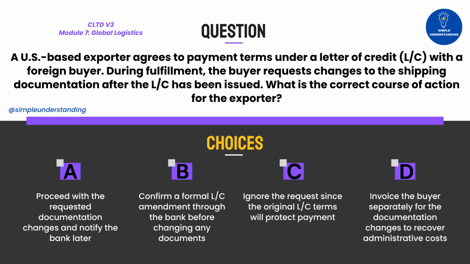During fulfillment, the buyer requests changes to the shipping documentation after the L/C has been issued. What is the correct course of action for the exporter? A. Proceed with the requested documentation changes and notify the bank later. B. Confirm a formal L/C amendment through the bank before changing any documents. C. Ignore the request since the original L/C terms will protect payment. D. Invoice the buyer separately for the documentation changes to recover administrative costs.